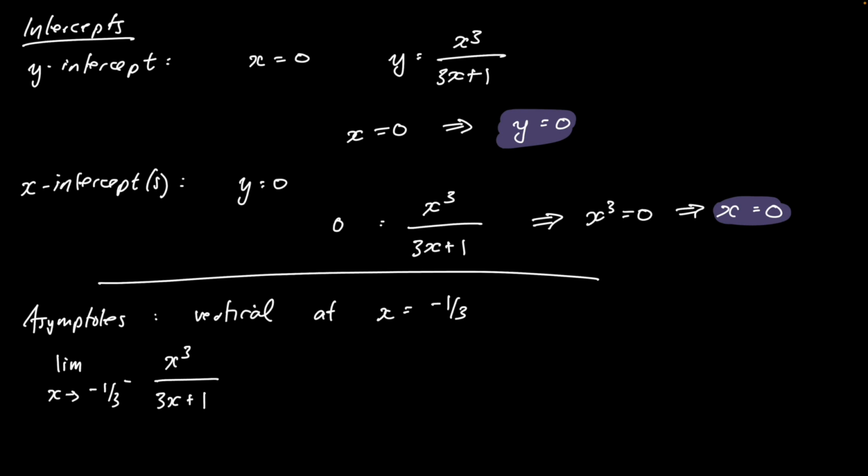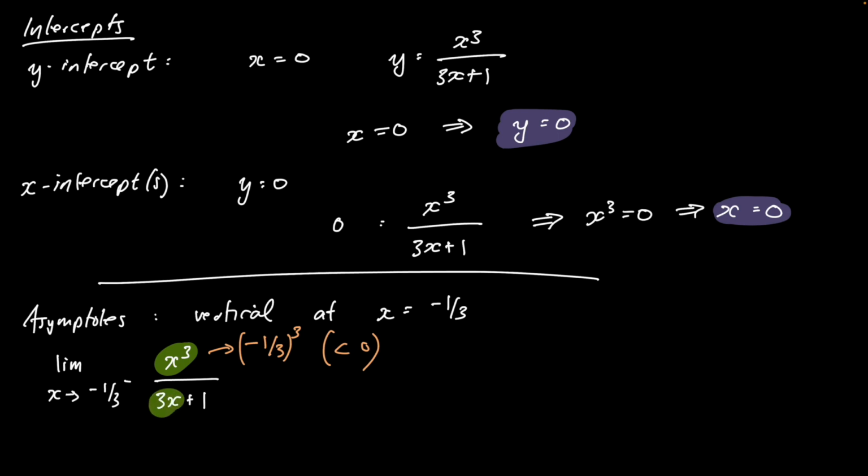The top of the fraction is going to go to a negative number. If we just think about what the overall behavior of this piece is going to be, it's going to go to negative 1/3 cubed, which is just a negative number. If we then look at the bottom of the fraction, well, we know it's going to go to 0 overall.